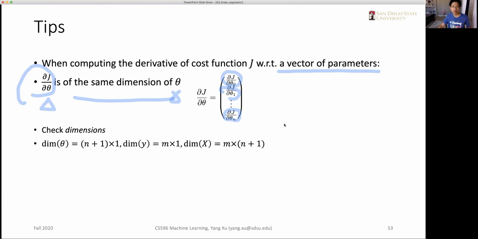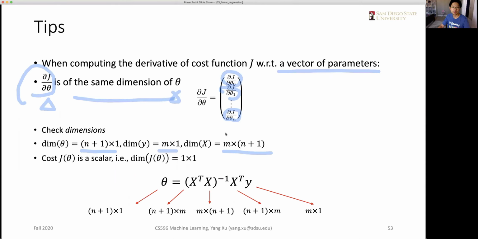And the second is to check dimensions, right? When we use matrix multiplications, the dimensions must match. Otherwise, if you use Python and NumPy, NumPy will return an error saying that these two matrices don't have matched dimensions. So in our case, the dimension of theta is n+1 by 1, y is m by 1, and X is m by n+1. If we conduct matrix multiplications, we can play the game of matching numbers.